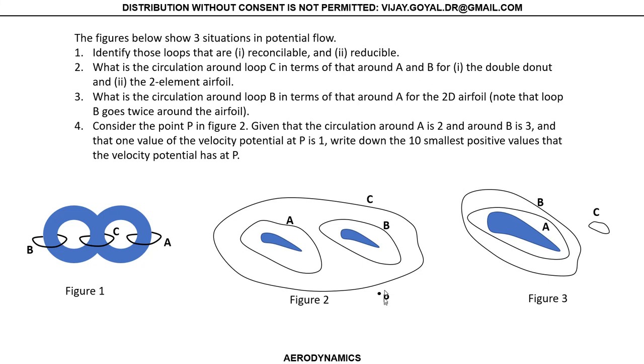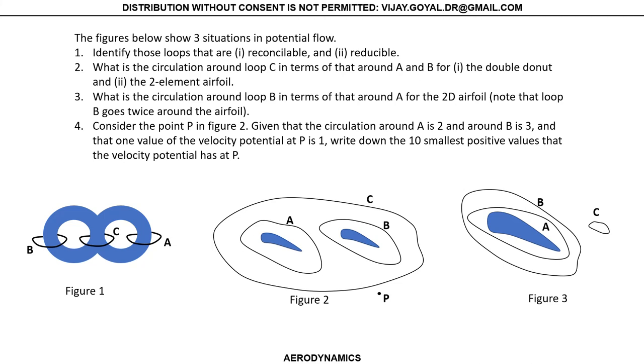have a point P. And then we have a case number 3. We got a circulation around the airfoil and outside circulation around the circulation A that has the airfoil, and I have a circulation C. And what we want to do is identify this particular problem, if the loops are reconcilable or they're reducible.